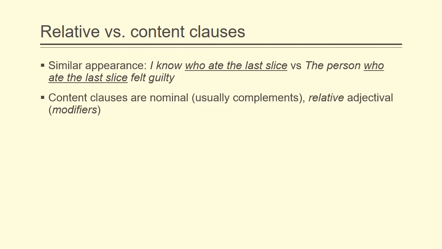So how can we distinguish between them? Well, we have to remember that content clauses are going to be nominal, and they're almost always complements, whereas relative clauses are adjectival, and these are always modifiers.